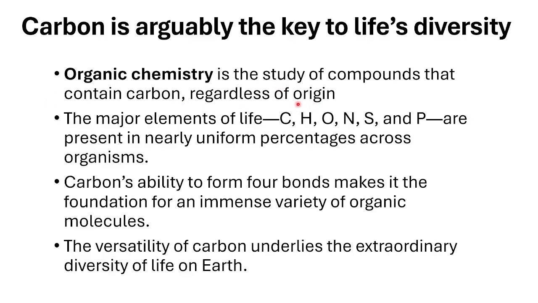So the major elements of life on Earth, the major atoms that make up life on Earth, are carbon, hydrogen, oxygen, nitrogen, sulfur, and phosphorus. And these are going to be the main things, and they are present in nearly uniform percentages across all organisms.